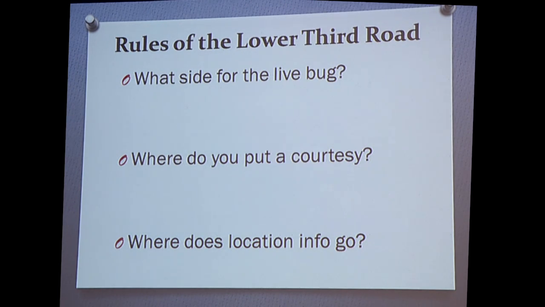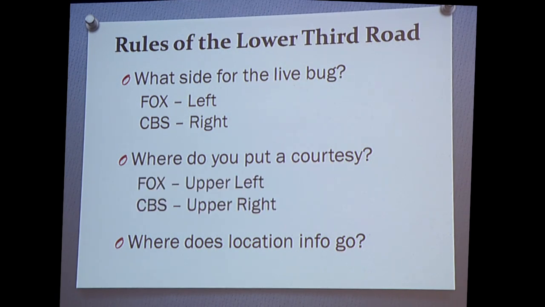When it comes to the lower third, things are different per side, so just good things to keep in mind. The live bug: Fox is the left side, CBS is the right side. Courtesy: upper left for Fox, upper right for CBS. The supers default to this, so you really don't have to worry, but it's just so everyone is on the same page. The key thing outside of this, I'm referring to lower thirds only. When we are burning courtesies into video, that goes on the upper left for everyone. That way it's just easier, it's all one way. So this upper left, upper right only refers to supers when it comes to Fox and CBS.